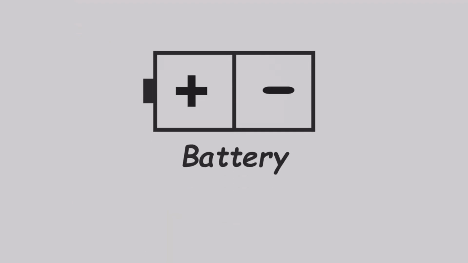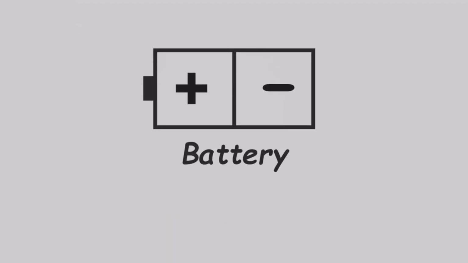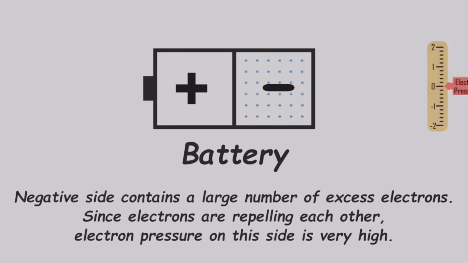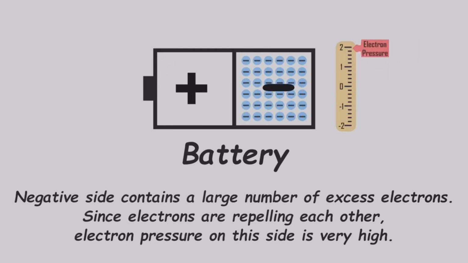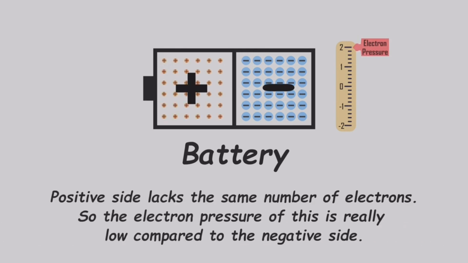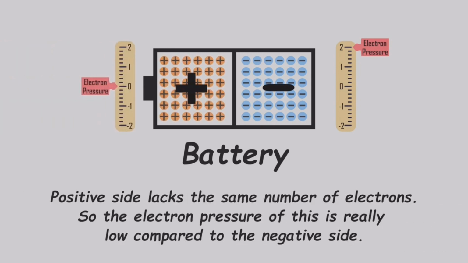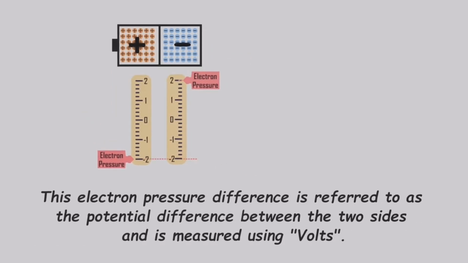Let's explore this further. Imagine a battery with positive and negative sides. The negative side holds a surplus of electrons, leading to high electron pressure. In contrast, the positive side lacks the same number of electrons, creating a lower electron pressure compared to the negative side. This difference in electron pressure is known as the potential difference, measured in volts.